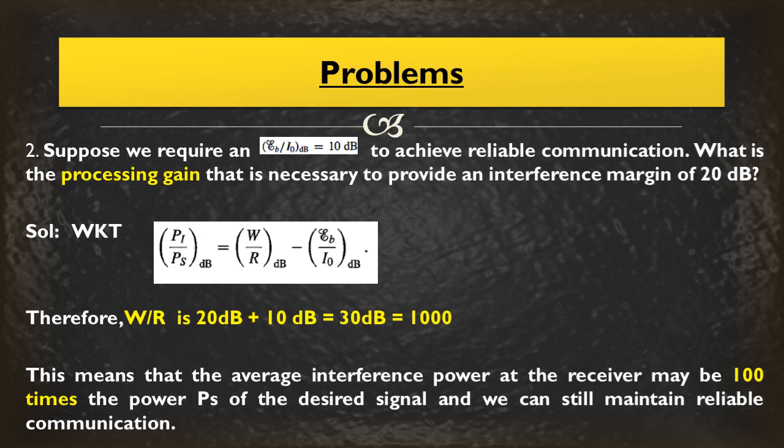Now just look at the given parameter, interference margin. What is the meaning of this interference margin? The interference margin is given as 20 dB. So 20 dB, if I convert that into a number, is 100. That means Pi by Ps is equal to 100.